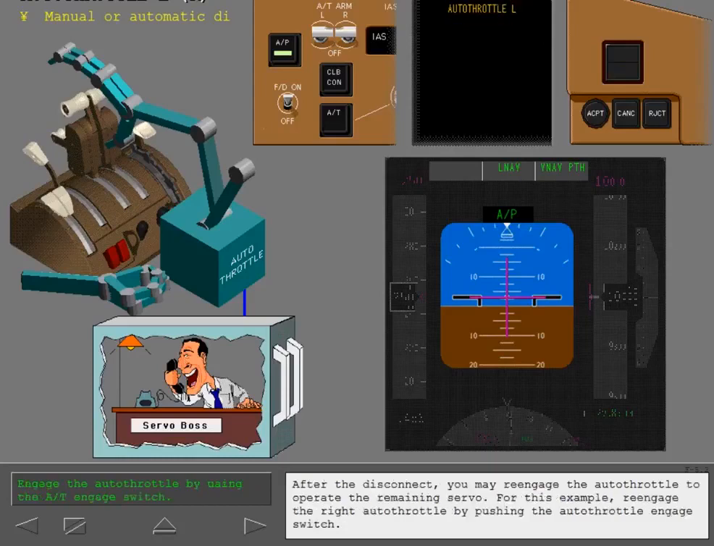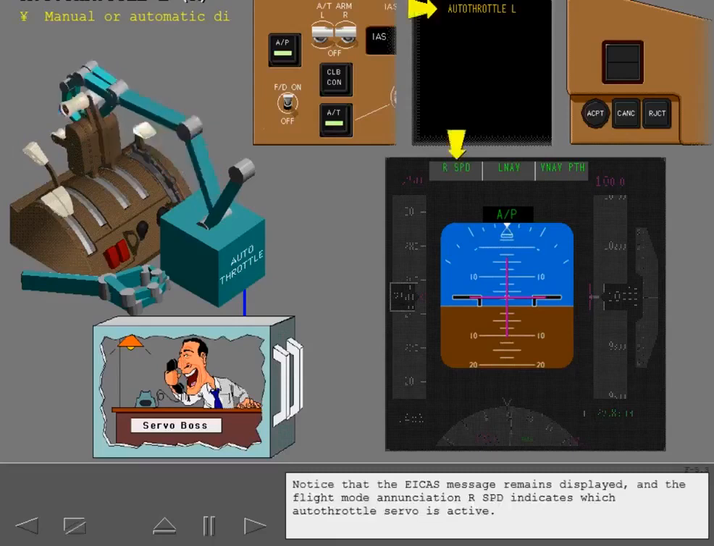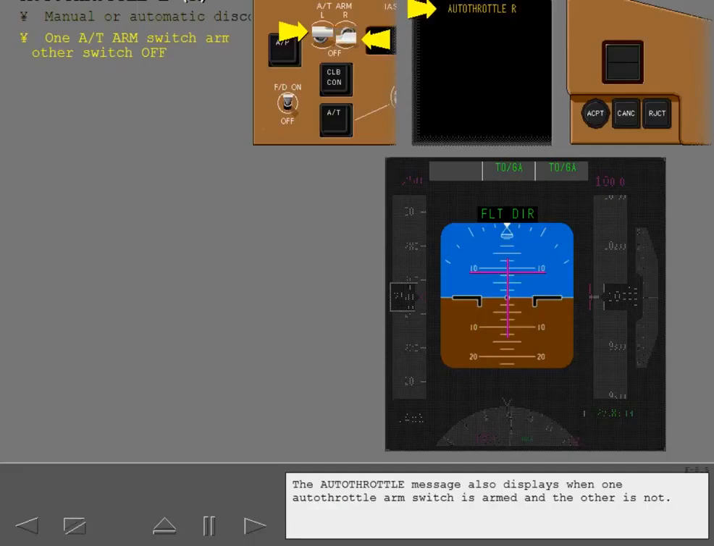After the disconnect, you may re-engage the auto-throttle to operate the remaining servo. For this example, re-engage the right auto-throttle by pushing the auto-throttle engage switch. Notice that the ICAS message remains displayed, and the flight mode annunciation right speed indicates which auto-throttle servo is active. The auto-throttle message also displays when one auto-throttle arm switch is armed and the other is not.